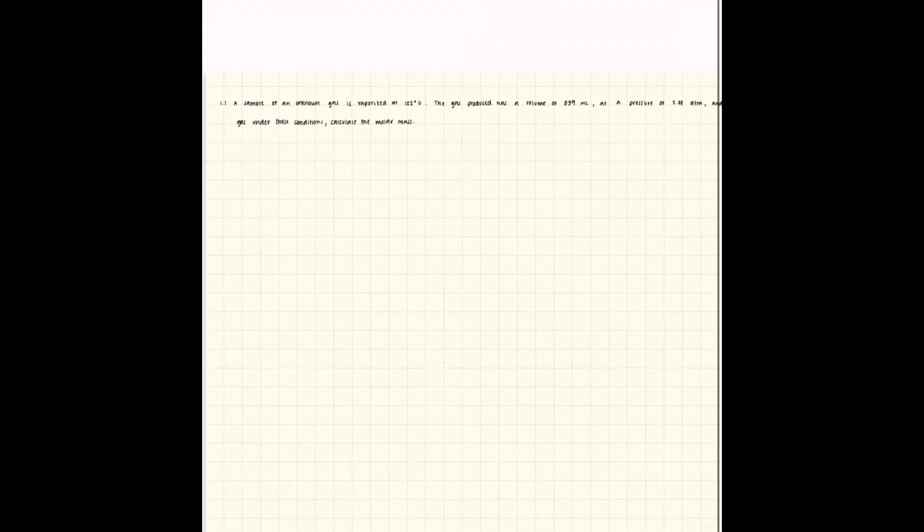Okay, so our question is: a sample of an unknown gas is vaporized at 122 degrees Celsius. The gas that is produced has a volume of 839 milliliters at a pressure of 2.00 atmospheres and weighs 0.704 grams. We are just going to assume that the gas behaves as an ideal gas under the conditions that were given, and we're just going to calculate the molar mass.